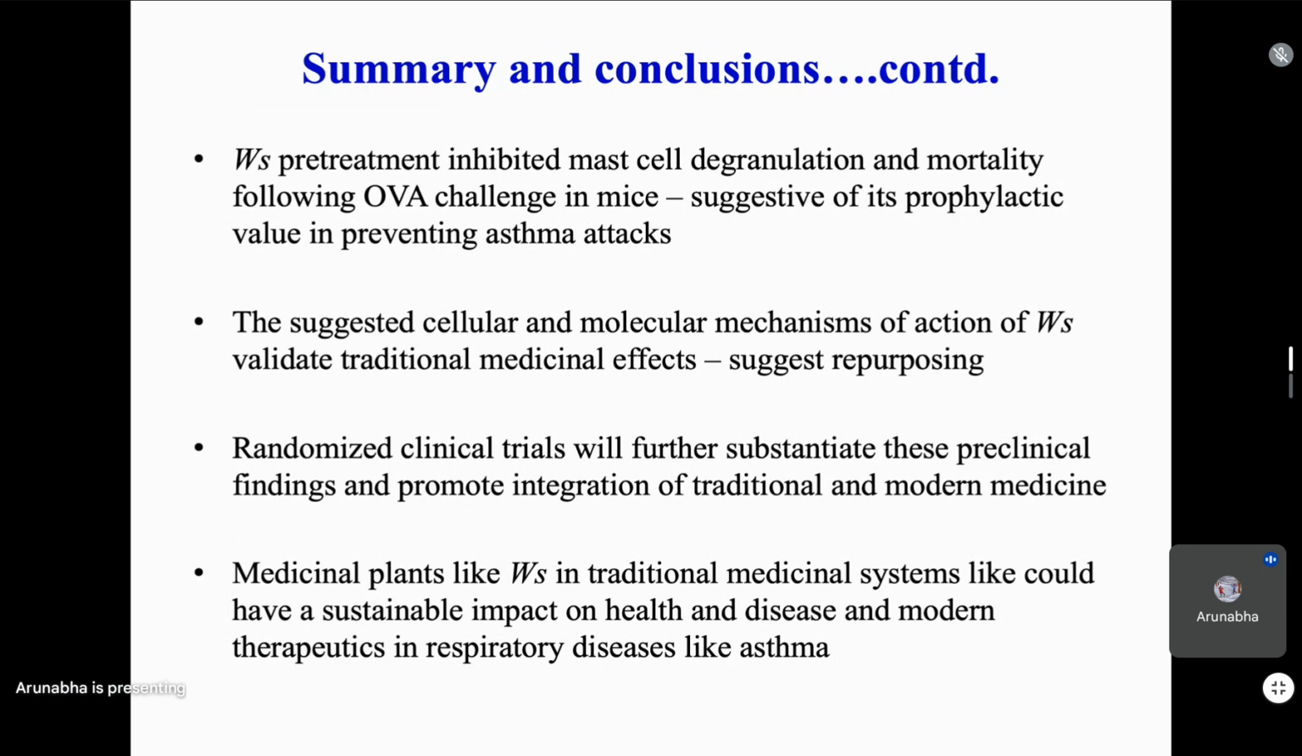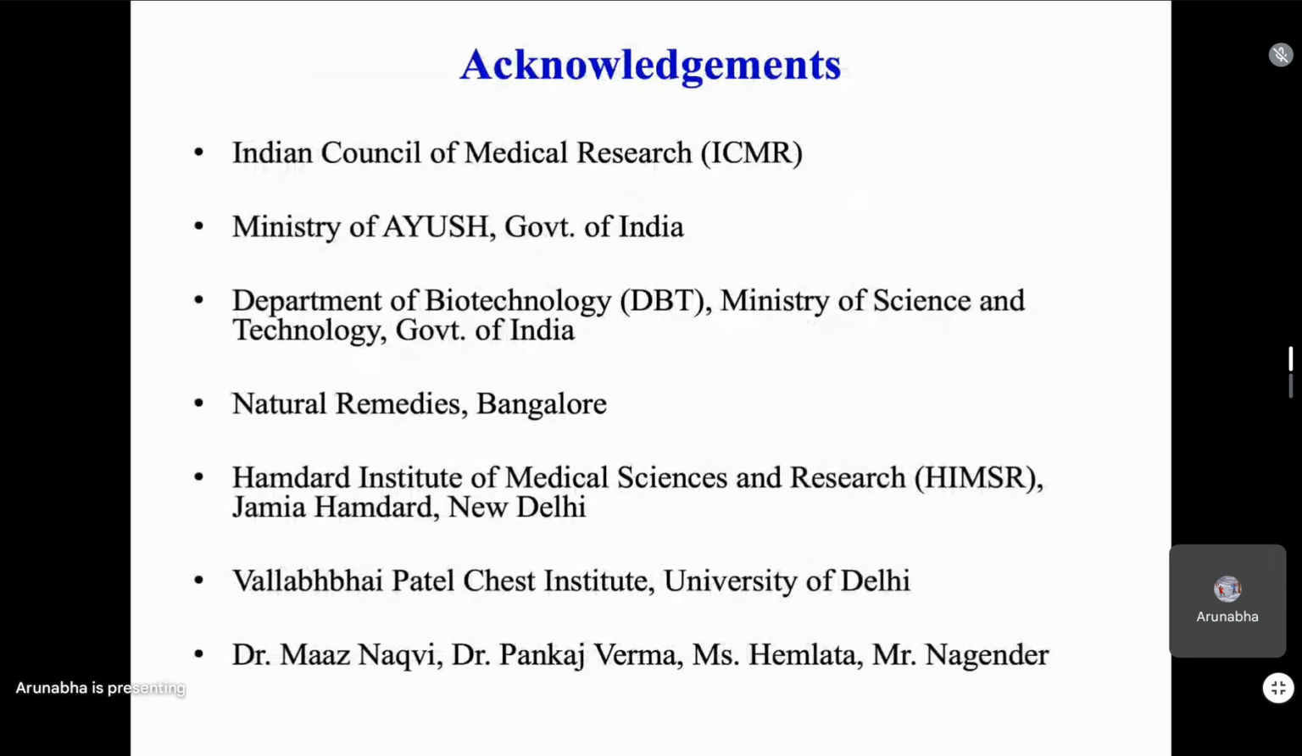However, this is just preclinical data, and randomized clinical trials will further substantiate these preclinical findings and promote integration of traditional and modern medicine. Medicinal plants like Withania somnifera, which has been used for many years in traditional systems of medicine, could have a sustainable impact on health and disease and on modern therapeutics in respiratory diseases like asthma.